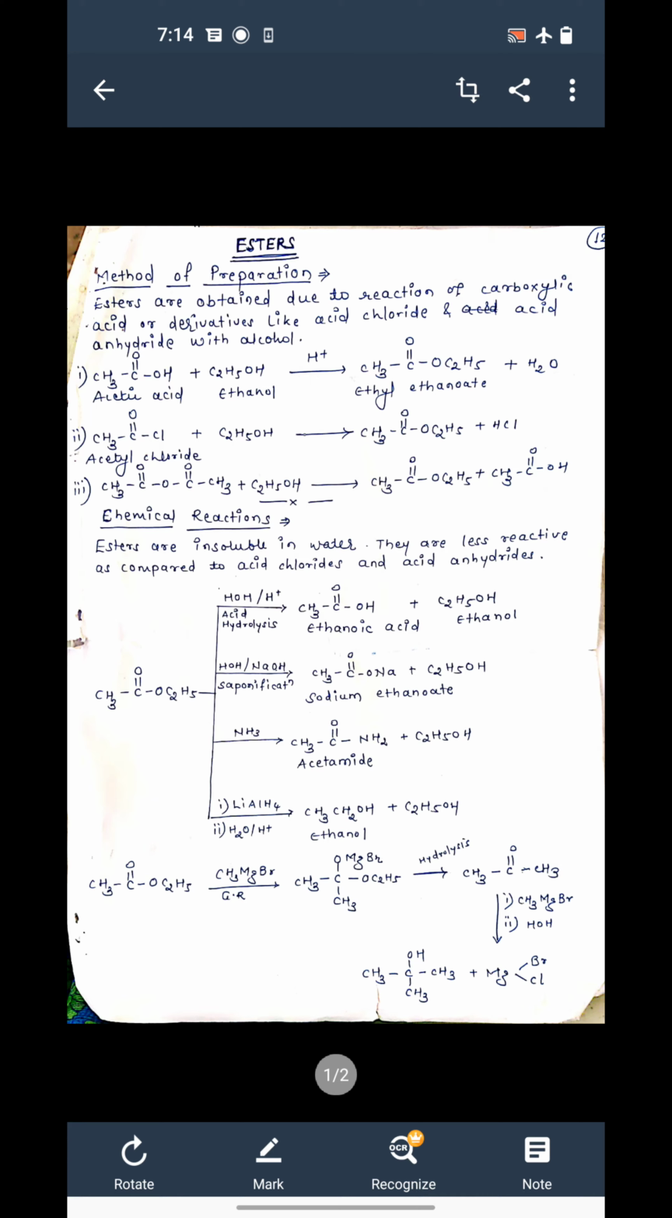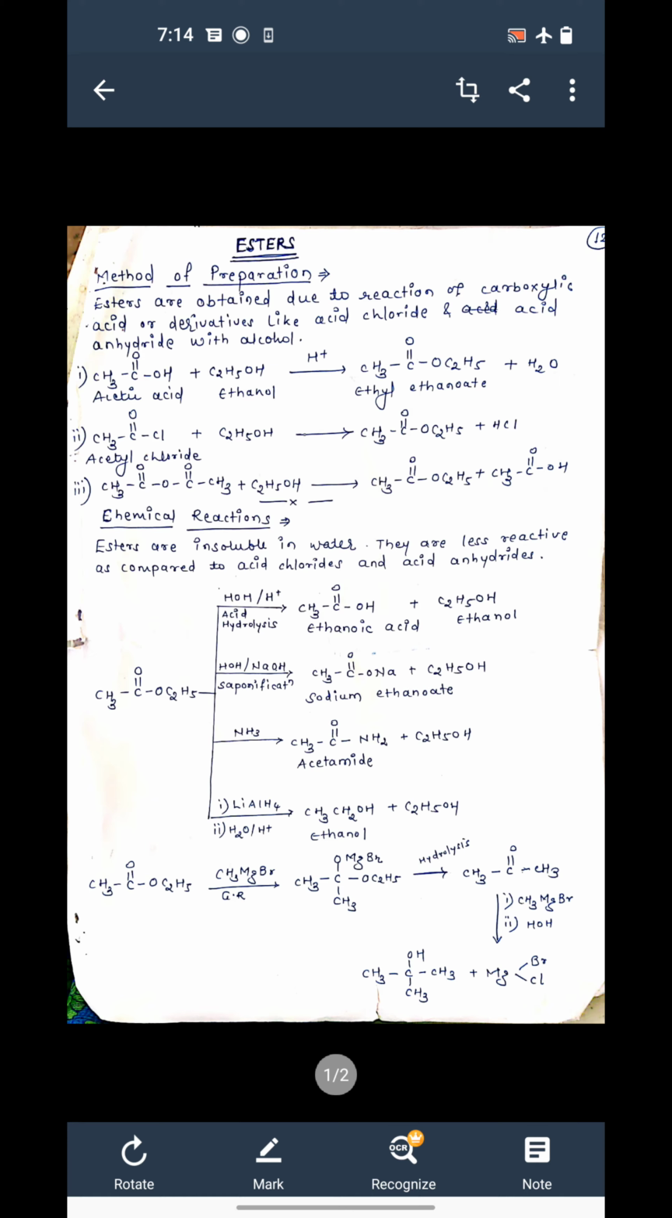So here ester is a derivative of carboxylic acid because the H of the COOH group gets replaced by R and it makes an ester. And when an ester undergoes hydrolysis, it gets back to the parent acid, that is carboxylic acid, and therefore we say that ester is a carboxylic acid derivative. So now we look at the methods of preparation.